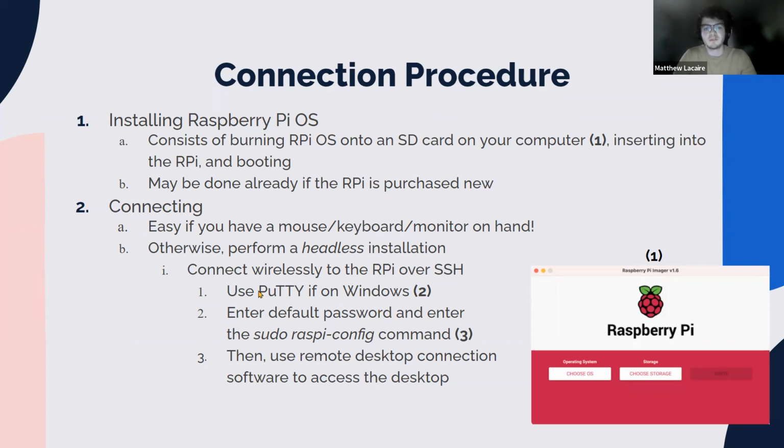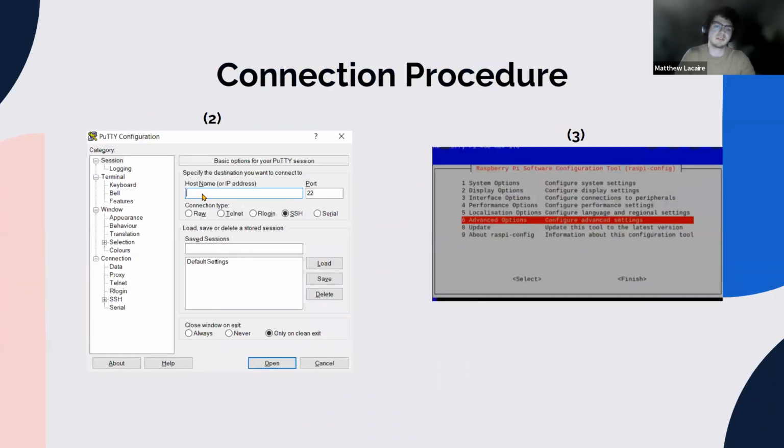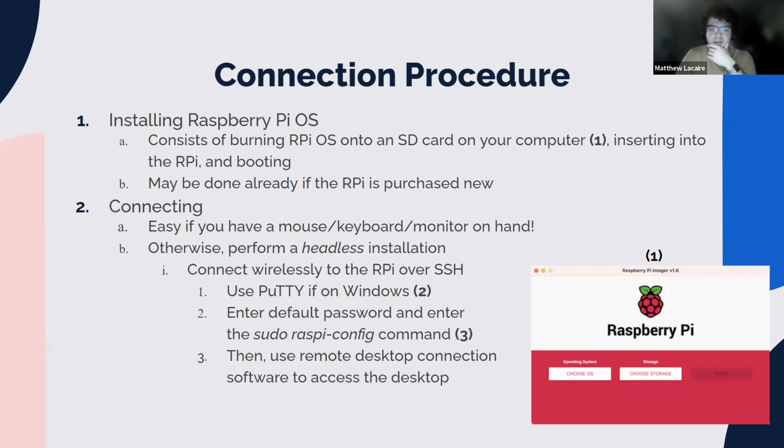So if you connect on PuTTY and you enter your host name, in general, the default host name for Raspberry Pi is raspberrypi.local. If you do so, you'll be brought to a terminal, which is essentially, you've seen it before, that black screen. And from there, we can continue our setup.